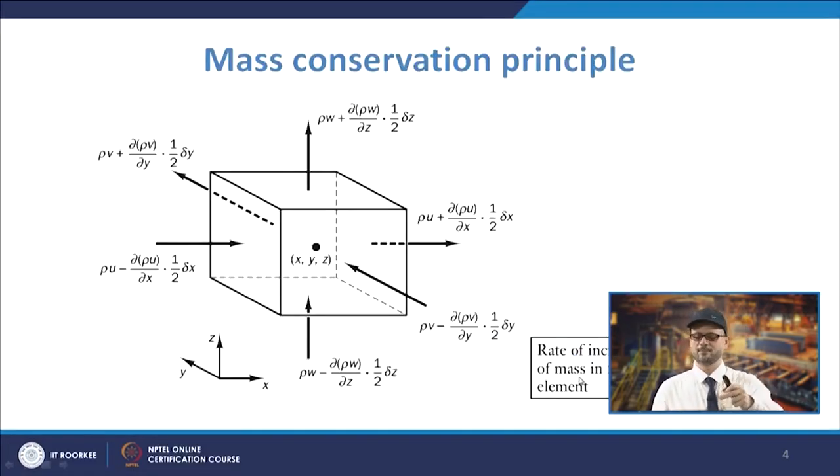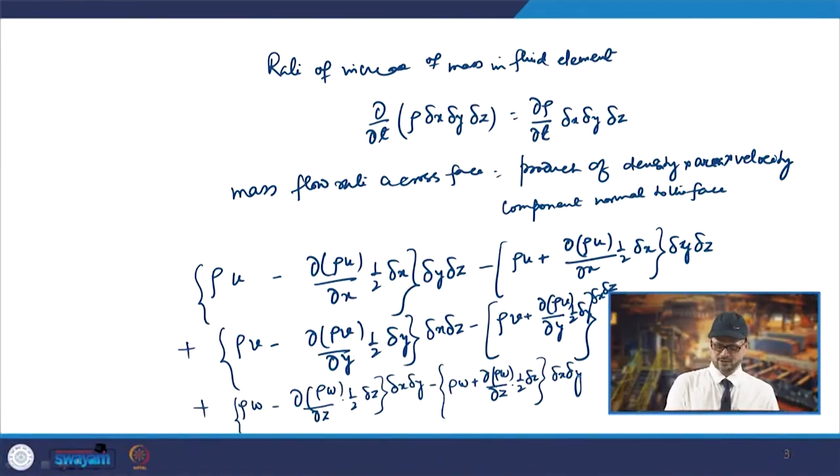So you have the net rate of mass flow into the fluid element, which is what you are seeing from here. One is coming in and another is going out. So the net rate of mass flow into the fluid element will be this particular value. In that, you will see these terms cancelling, and you will get certain terms.